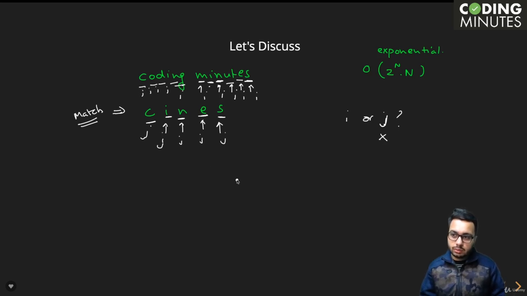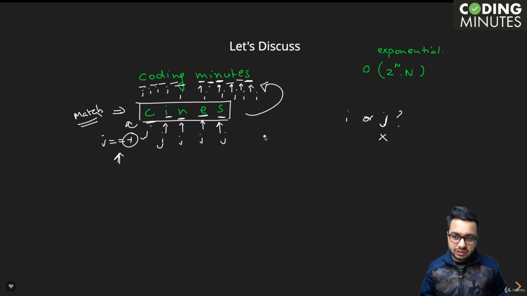So you reduce both I and the J pointer, and let's say J reaches a position where it is equal to -1. So finally if J reaches -1, you can say that all the characters in the second string have been matched with a subsequence of the first string.